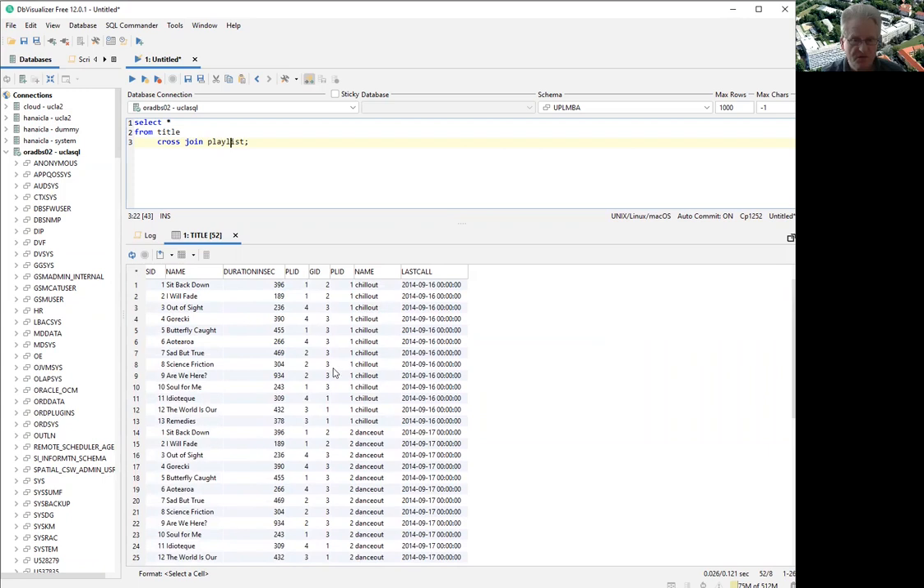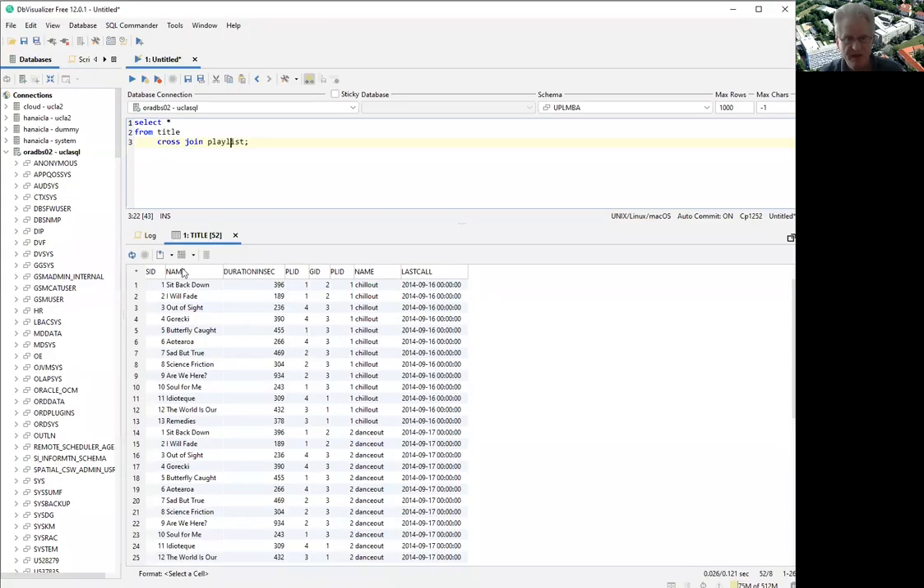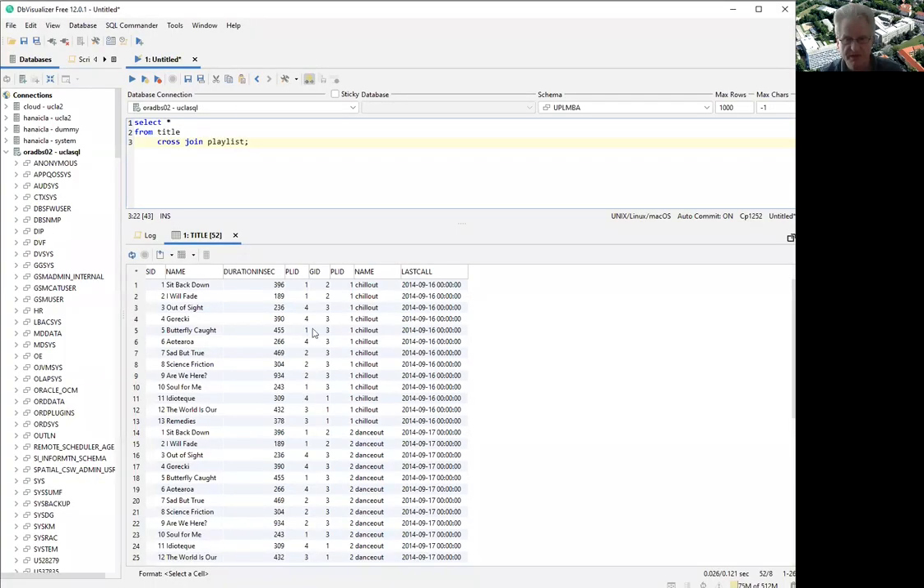So let's first take a look at the columns. There you see we have the SID from the title table. Then we have the name from the title table, the duration in seconds. Then we have the playlist ID here from the title table, the genre ID from the title table, and then we have the playlist ID from the playlist table, the name from the playlist table, and the last column from the playlist table.